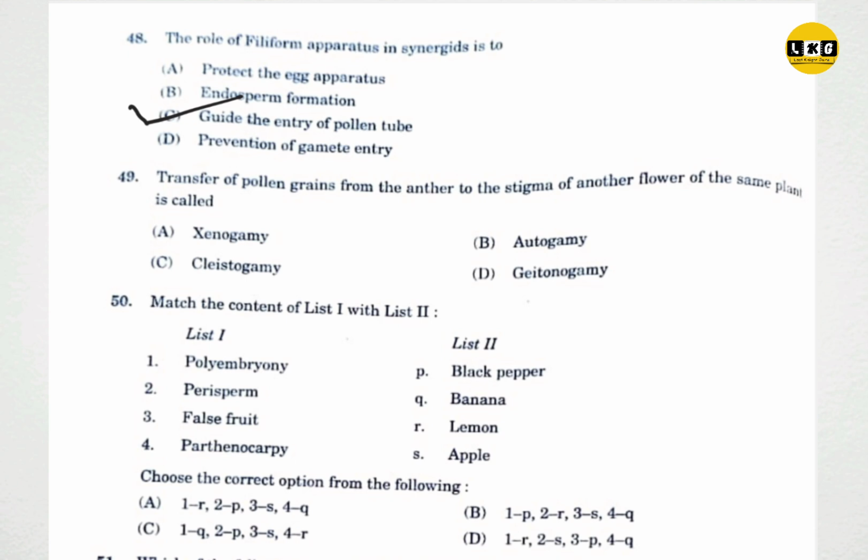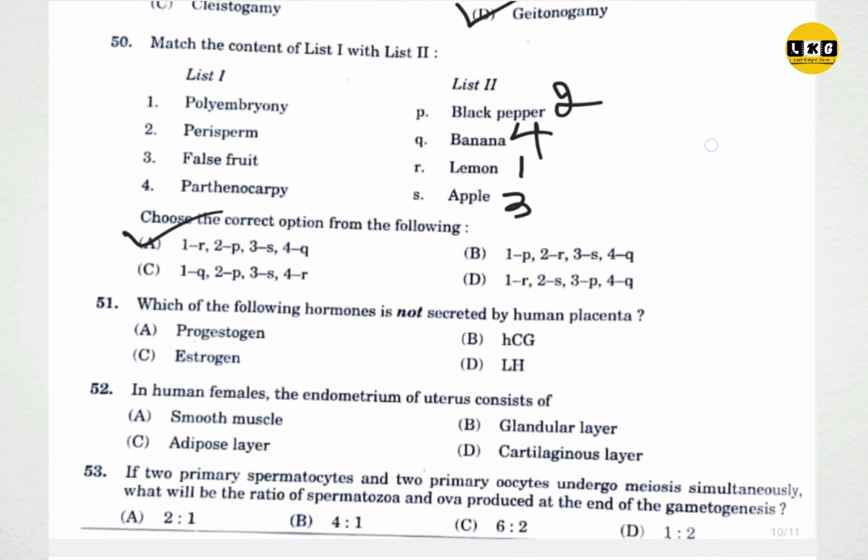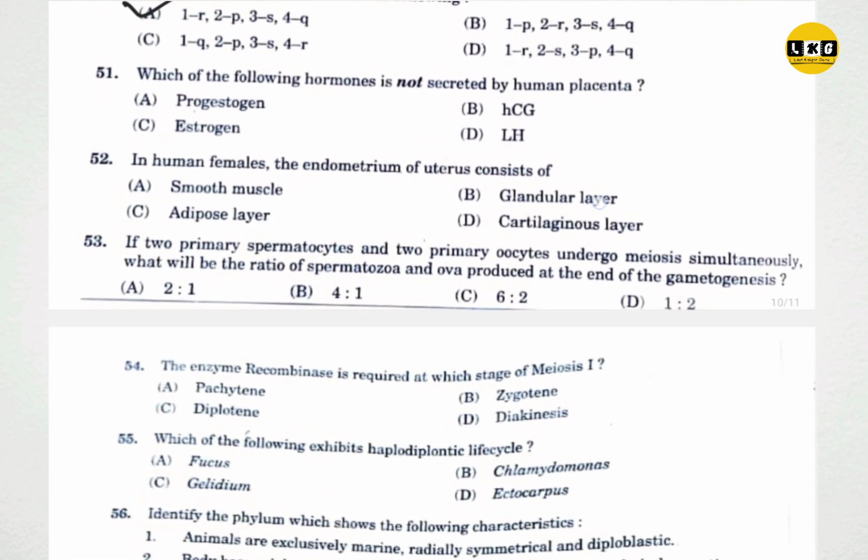Next, 49. Transfer of pollen grain from anther to stigma of another flower of the same plant is called. So what is it called? It is known as geitonogamy. Next, 50. Match the content of list 1 with list 2. Polyembryony is seen in lemon. Perisperm is seen in black pepper. False fruit is apple, and parthenocarpy in banana. So which is the correct option here? Option A.